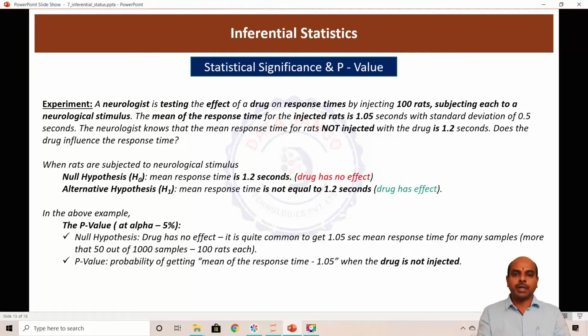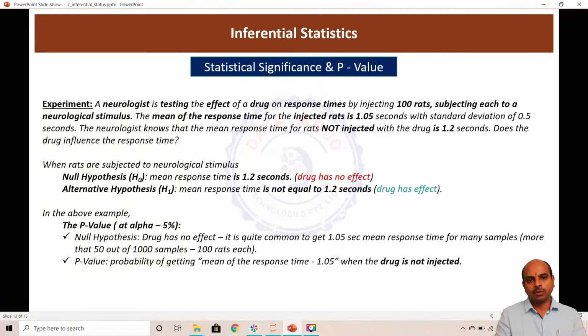When I say the mean response time is 1.05 and the standard deviation is 0.5, if the response time is normally distributed, 68% of the rats' response times will be between 0.55 and 1.55. One standard deviation away, if the response times are normally distributed. When I say response times are normally distributed, I am taking response times on the x-axis and counts on the y-axis. If it is forming a bell curve, then we can say that 68% of the rats are responding between 0.55 seconds and 1.55 seconds. This is just to relate the normal distribution and whatever we are seeing here.